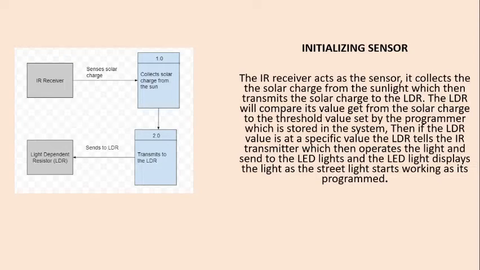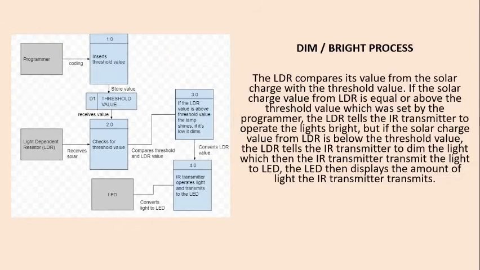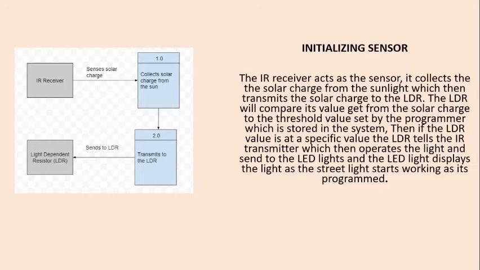Then if the LDR value is at a specific value, the LDR tells the IR transmitter, which then operates the light and sends it to the LED lights, and then the LED lights display the light as the street light starts working as programmed. So these are the three main processes I found. First of all is the start process, the dim bright process, and then the final one is the initializing sensor. Okay, so that's all from me.